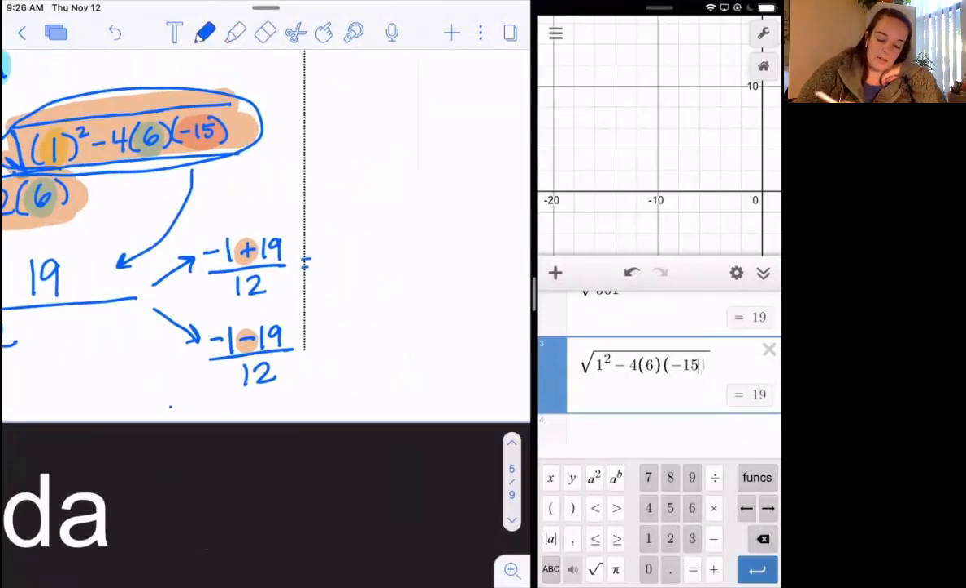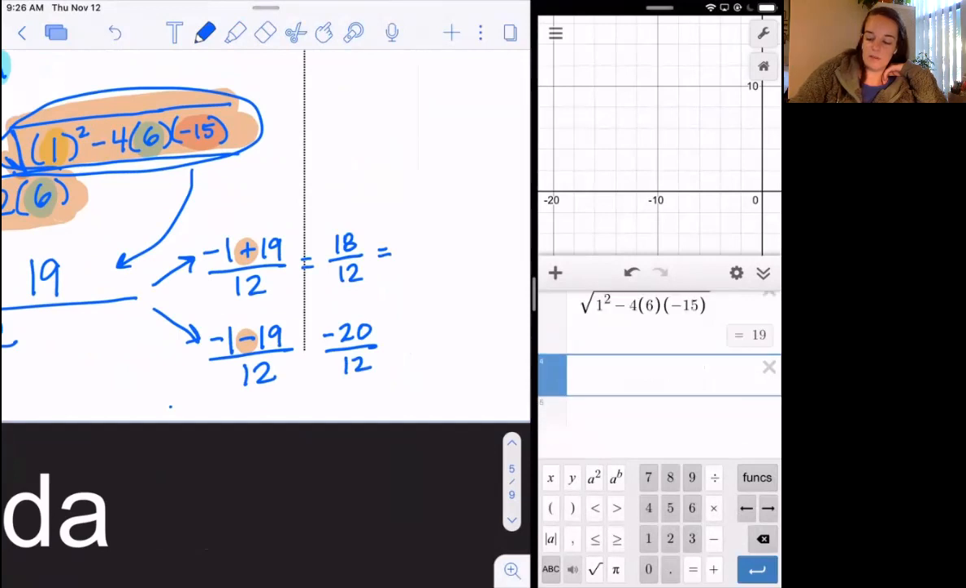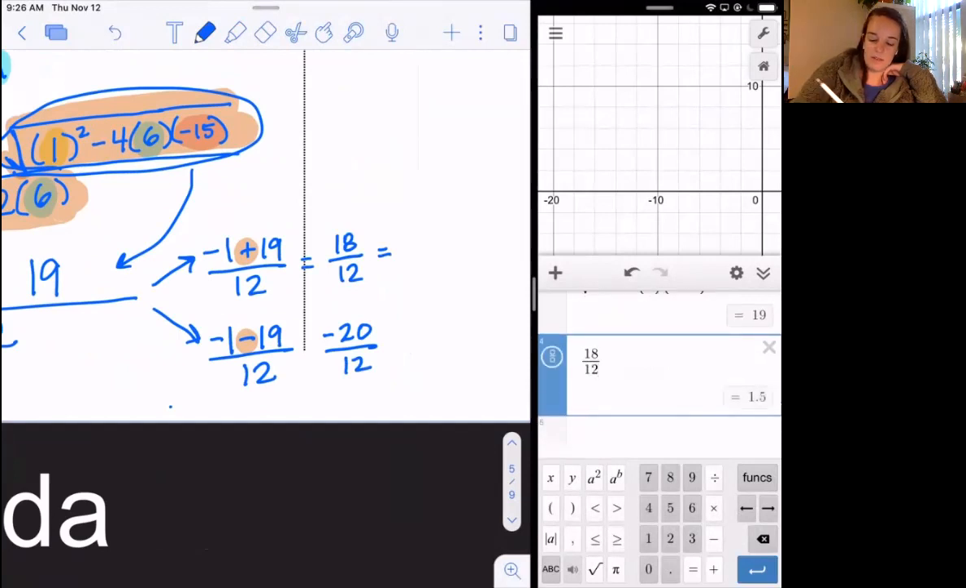So here I'm going to do negative 1 plus 19 would be 18 over 12. And negative 1 minus 19 would be negative 20 over 12. And then one more time, I want to use my calculator. 18 divided by 12 is 1.5. And negative 20 over 12 is negative 1.66666 forever. So I'm going to use the little hat.